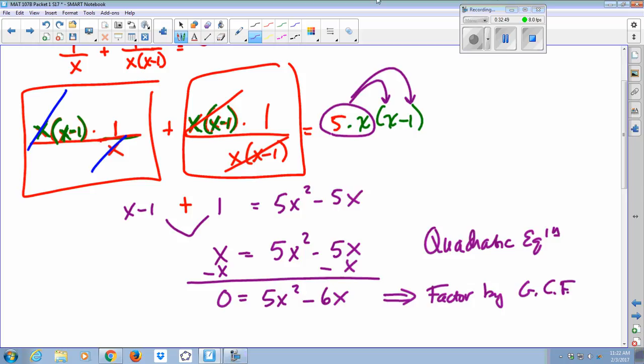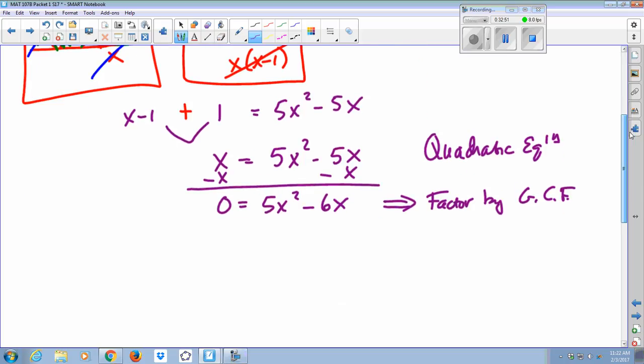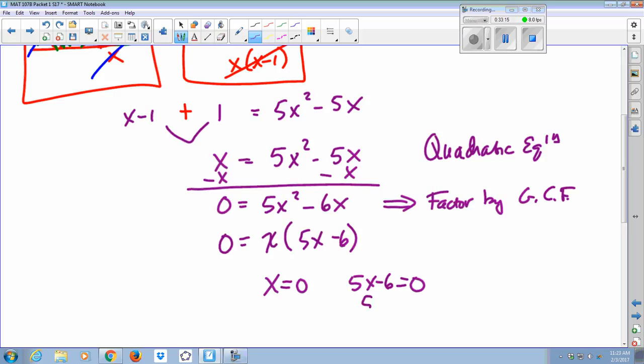I tell you, this is going to be your best friend, this greatest common factor. So we pull out the x, as Evan said, and we have 5x minus 6. And now we have a multiplication problem on the left side that's equal to 0. So we know how to solve that. We take each factor and we set each factor on the right-hand side equal to 0, and we solve each factor. Well, there's nothing to do with x equals 0. That's already done. And we need a couple of steps here to solve this one. We get x equals 6/5.